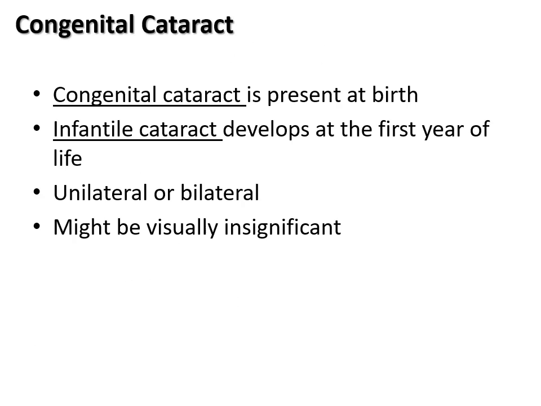So now we will start with the congenital cataract. The congenital cataract is present at birth, while the infantile cataract develops in the first year of life. It might be unilateral or bilateral, and amazingly, it might be visually insignificant. So not all cataracts affect the vision.